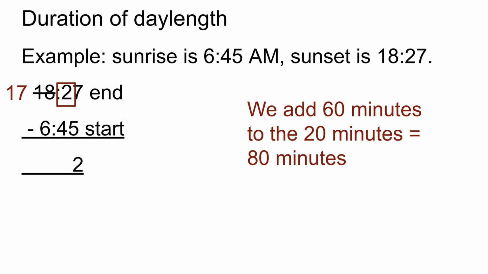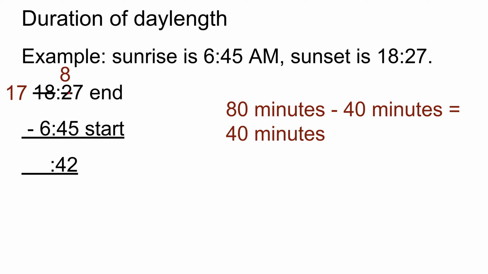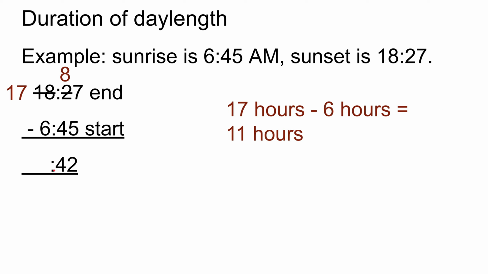And then we're going to add 60 minutes to the 20 minutes, because that 2 really means 20 minutes, right? So 20 minutes plus 60 minutes is 80 minutes. And then 80 or 8, right? Because this is the tens column. So 8, that's really 80. 8 minus 4 is 4. So 80 minutes minus 40 minutes is 40 minutes. We already have the 2. And then 17 minus 6 gets us 11.